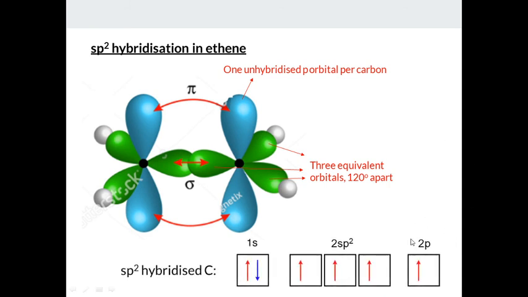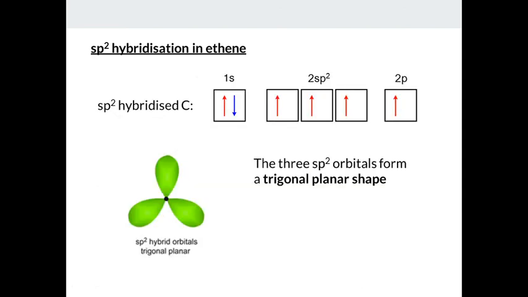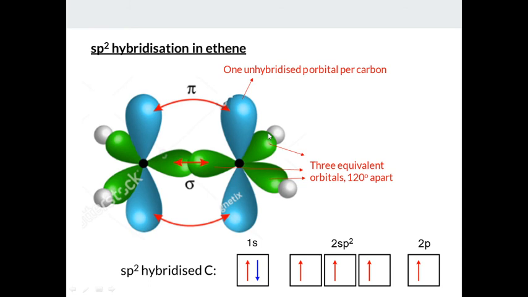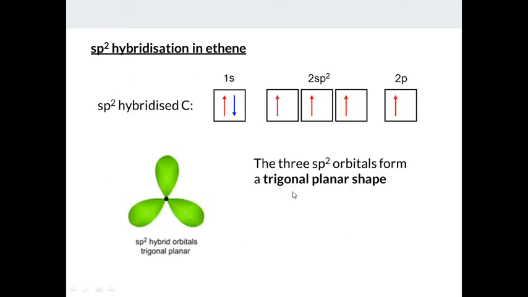We reserve a 2p orbital for the pi bond, and we mix the remaining s and p orbitals together to form 3 sp2 orbitals. And the 3 sp2 orbitals form a trigonal planar shape, as we know from calculations, agreeing with VSEPR theory and the experimental observation that ethene is a planar molecule with the HCH bond angle being 120 degrees.